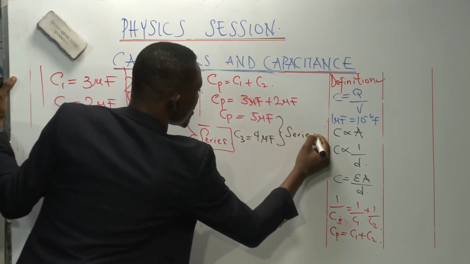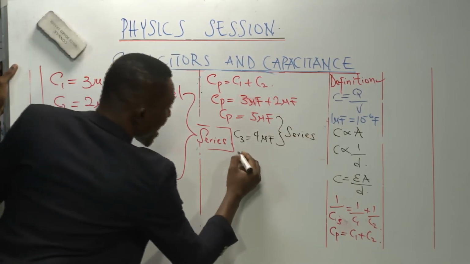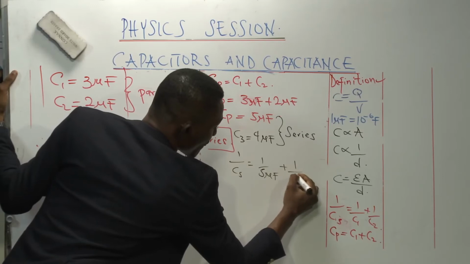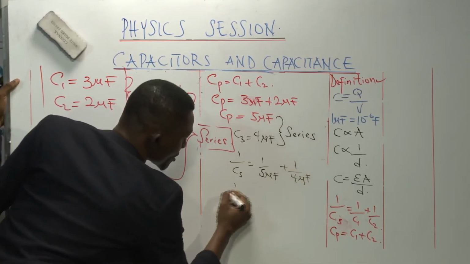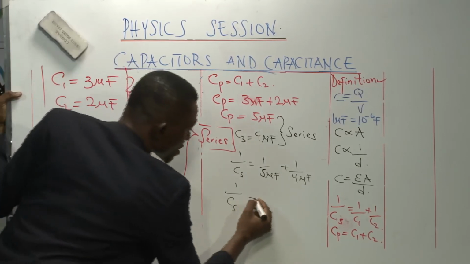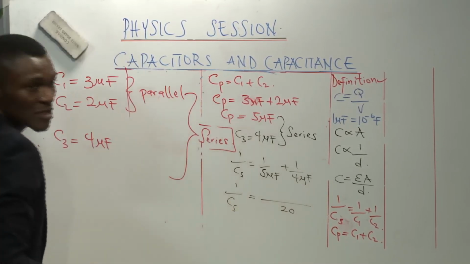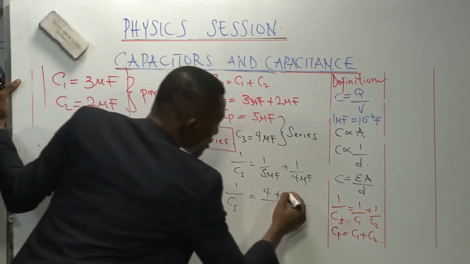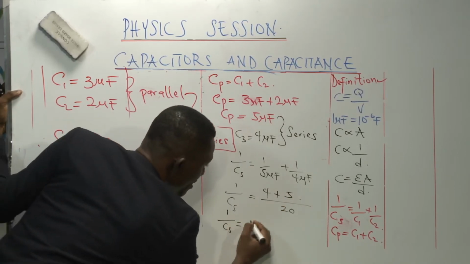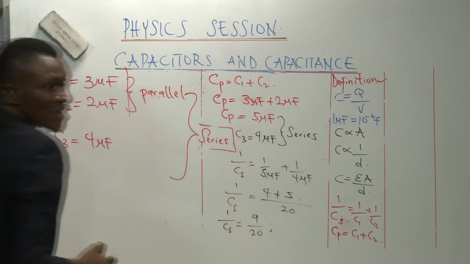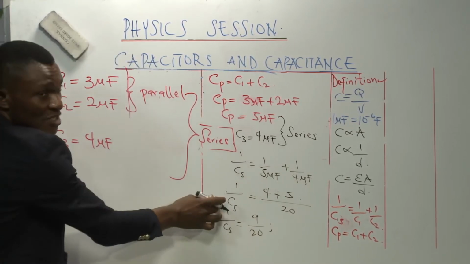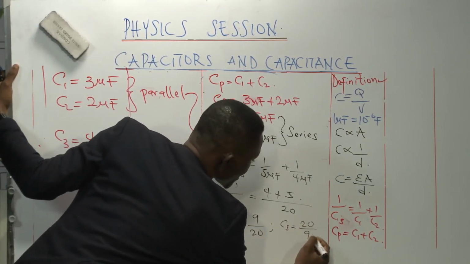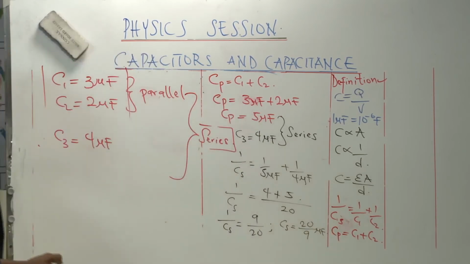Series now. So how do we connect capacitors in series? We have 1 over Cs is equal to 1 over 5 microfarad plus 1 over 4 microfarad. So 1 over C series, the LCM would be 20. 20 in 5, 4 times 1, we have 4, plus 20 in 4, 5 times 1, we have 5. So 1 over Cs is equal to 9 over 20. And finally, don't forget, we flip this up. We do likewise here, and we have that Cs is equal to 20 over 9 microfarad.